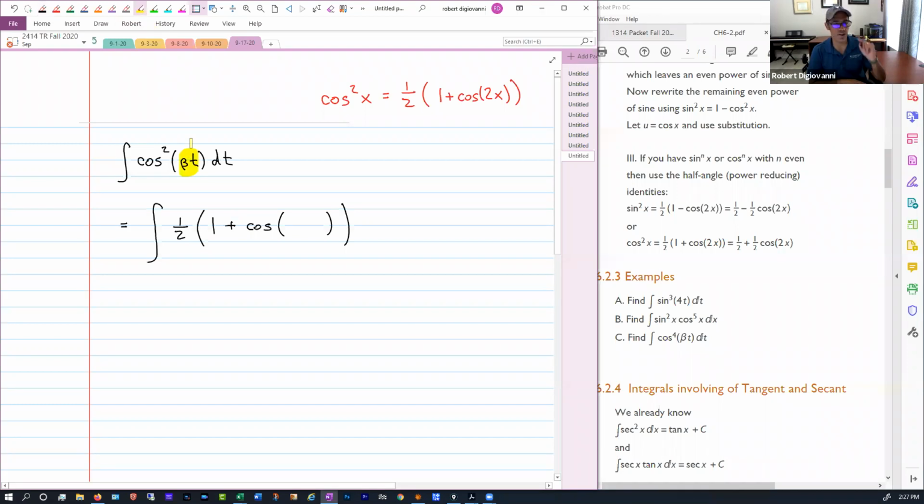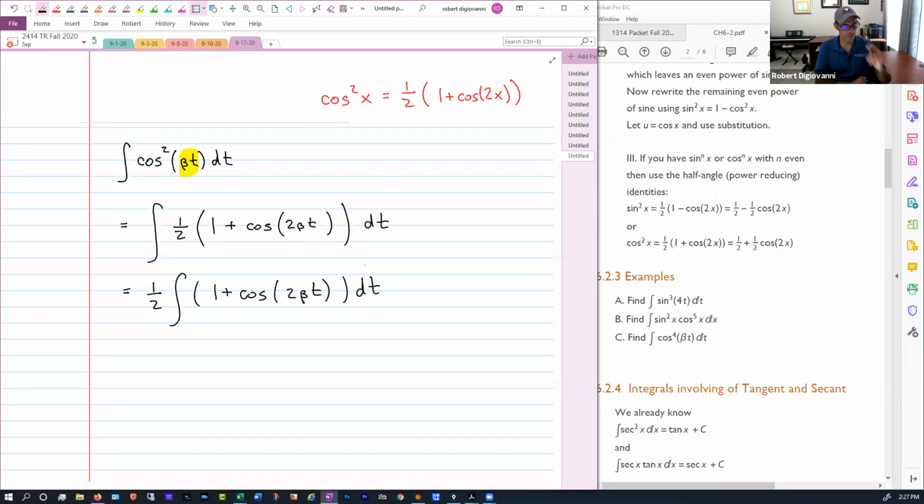All you're doing is doubling what's in there. Whatever's the argument of the trig function, you just double it. So that's going to become 2 beta t, dt. I'm going to take the 1/2 out because I really don't need it in there. And now do you see that I can just do those individually, one by one? Just do the antiderivative of 1 and the antiderivative of cosine 2 beta t, and I'll have a 1/2 out front.